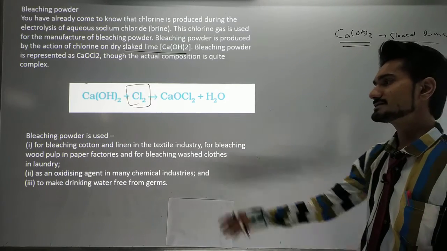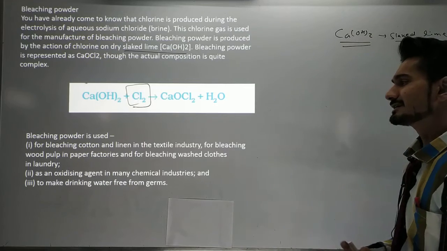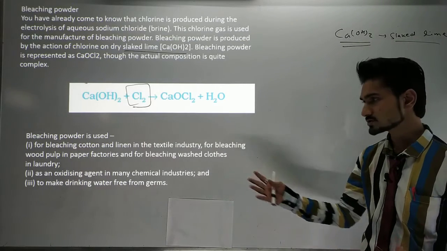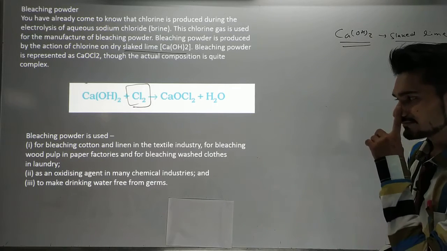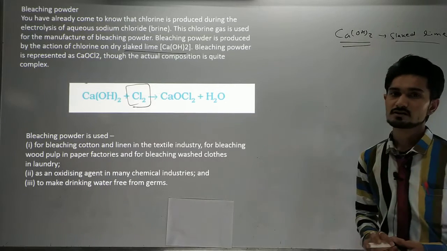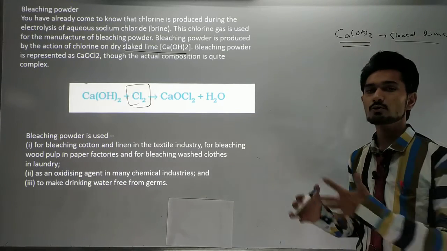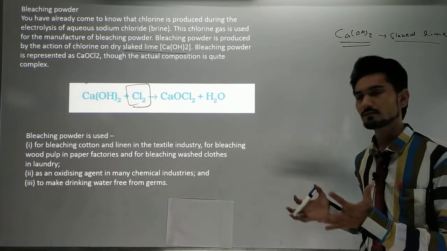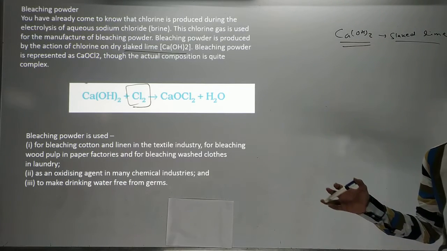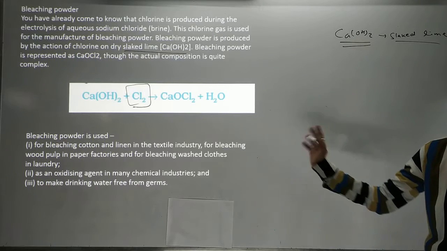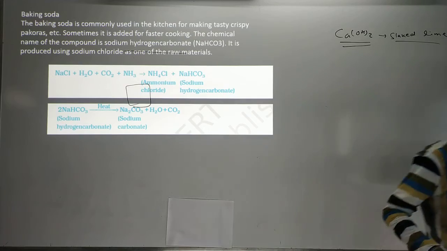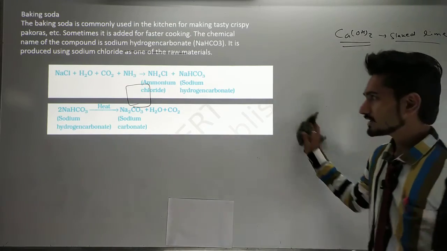Now the uses of bleaching powder are bleaching cotton and linen in the textile industry, and bleaching wood pulp in paper factories. These are the uses. It is also used as an oxidizing agent in many chemical industries, and to make drinking water free from germs. These are the basic uses, and you already know them. Bleaching powder is used in many places where we want to wash something. So these are mainly its uses. Now to make baking soda, what do we have to do?